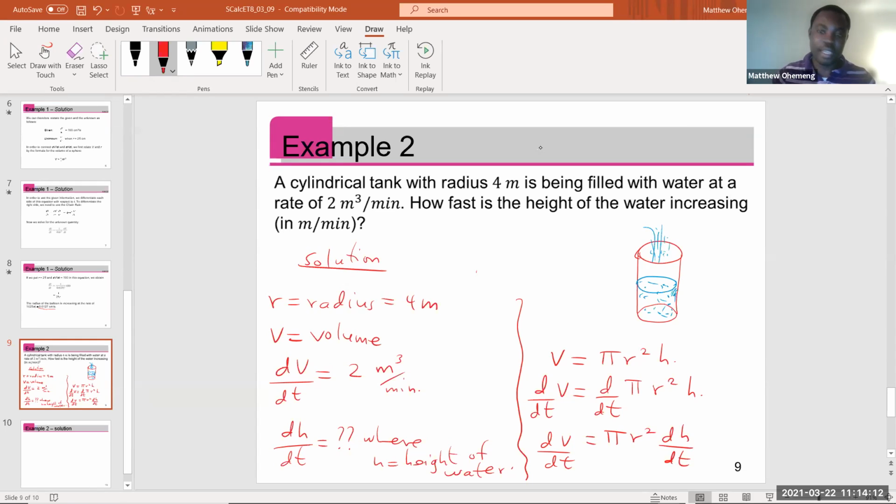Now the h is changing with respect to time, so that one is just dh over dt. I hope you get this. Now when we get here, we just try and solve for dh over dt. If anybody needs time here, let me know, otherwise I'll need to move on to the next slide.